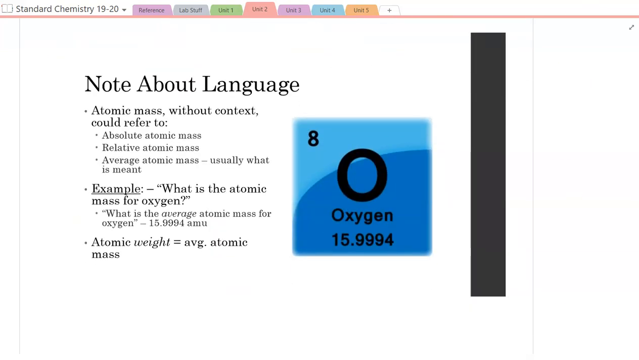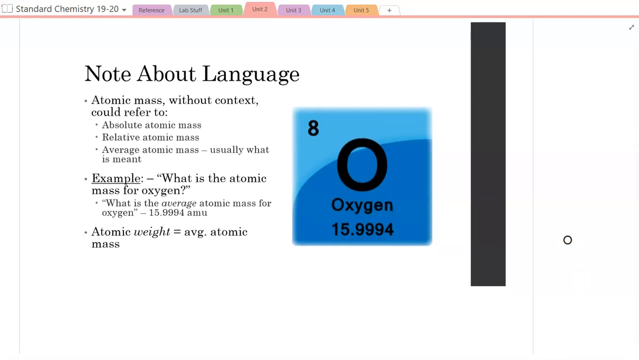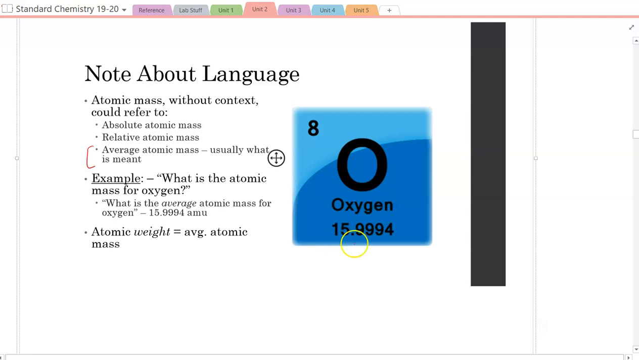Finally, to wrap up a few thoughts here, when it comes to language, atomic mass, generally speaking, you hear it a lot, could refer to the absolute, relative, or average atomic mass. Usually, it means the average atomic mass. So from here on out, unless it's specified, usually assume it's the average atomic mass. So whatever this number is down here on the bottom. If it's asking you specifically for an absolute or relative atomic mass, those have slightly different definitions, so apply those appropriately. As an example, what is the atomic mass for oxygen? Sometimes you'll just hear that out of the blue. What that's saying is, what is the average atomic mass for oxygen? By looking at this value down here at the bottom, you know that's going to be 15.9994 AMU.